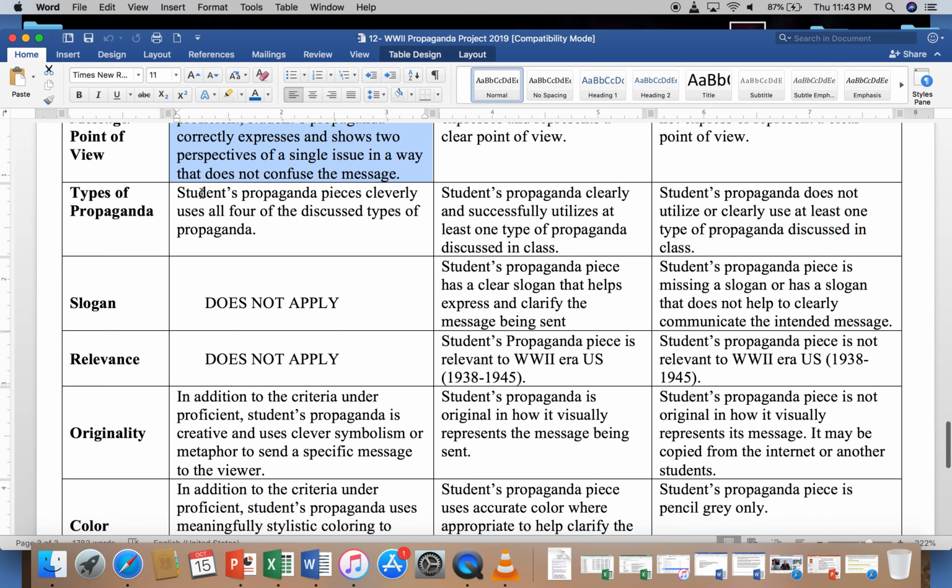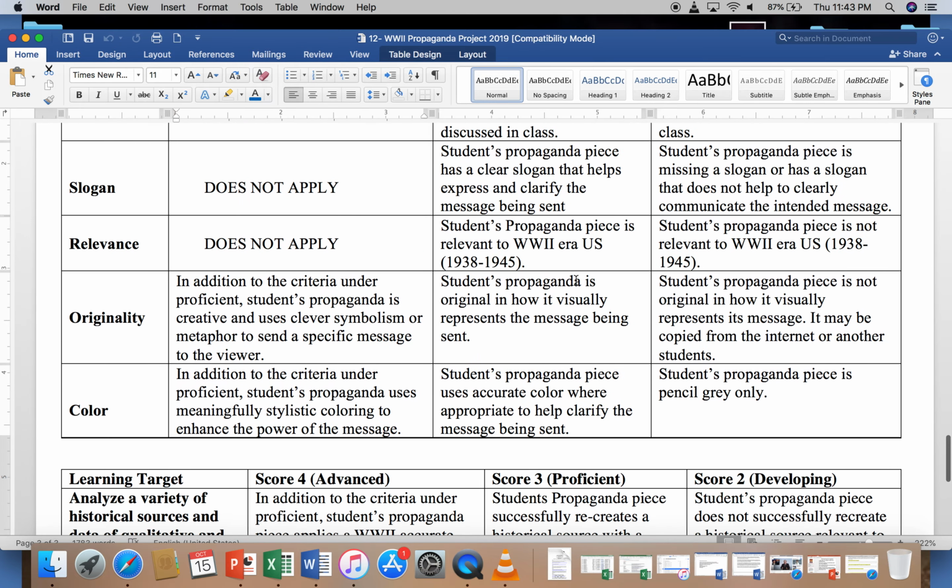Now, when we talk about slogan and relevance, you either have a 2 or 3 because it's either relevant or it's not. There's no real way to give you a 4 there. Same with a slogan. You either have a slogan or you don't. And so there's no real way to give you a 4 for that either.